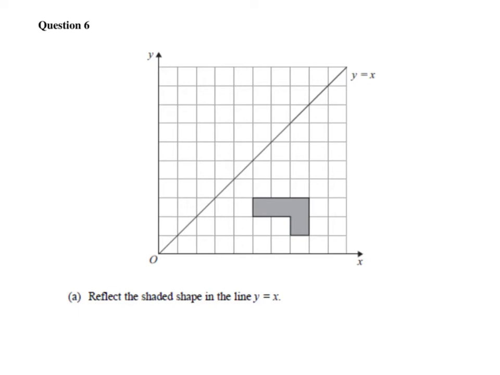So our transformation question, we've got to reflect the shaded shape in the line y equals x. So we are reflecting through a diagonal line. Our reflection points will go across at right angles to the line, so in effect we're going to count diagonals to get our points on the other side of the line. Or you can use tracing paper to do this.